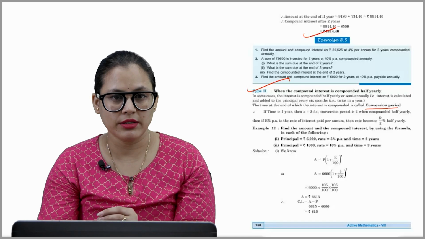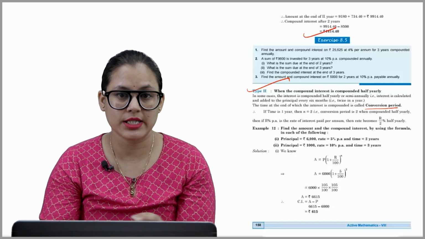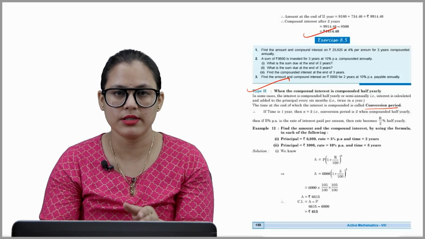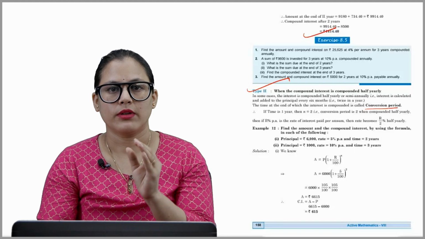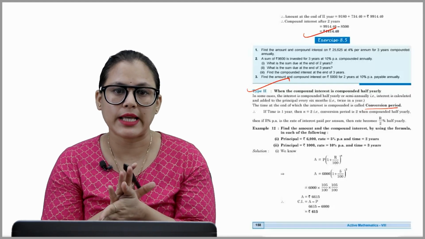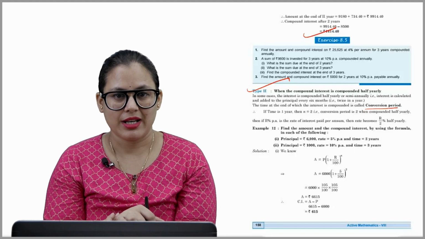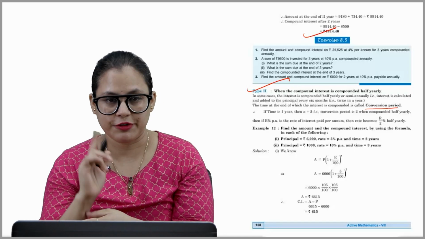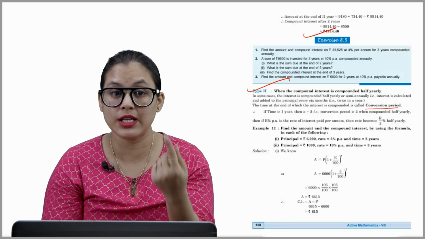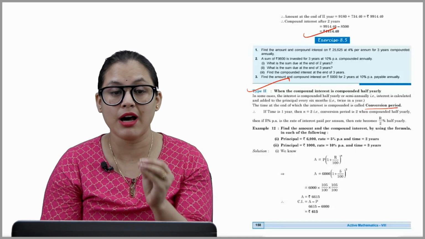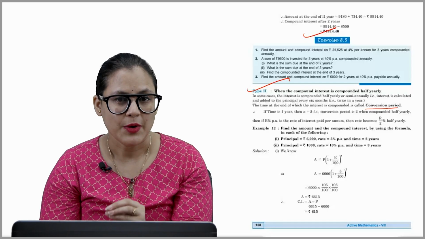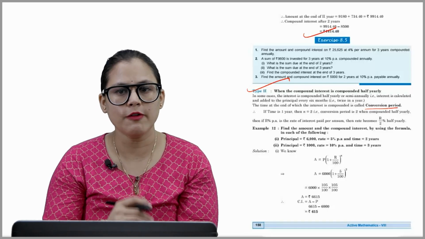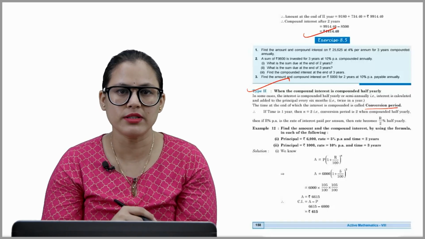Therefore if time is 1 year, then n is equal to 2. That is, the conversion period is 2, because interest is given 2 times in a year, that is why n is 2, and the conversion period is 2 when compounded half yearly. Then if the rate is r percent per annum, the rate becomes half, that is r by 2% half yearly.